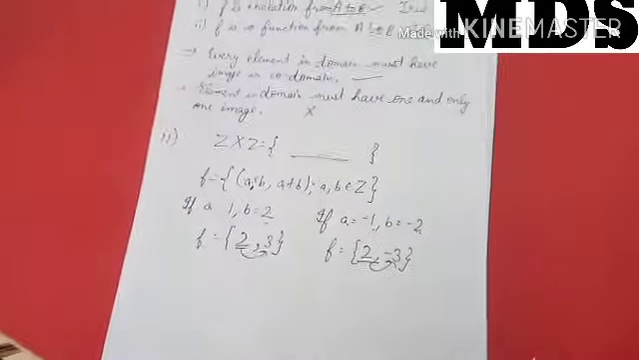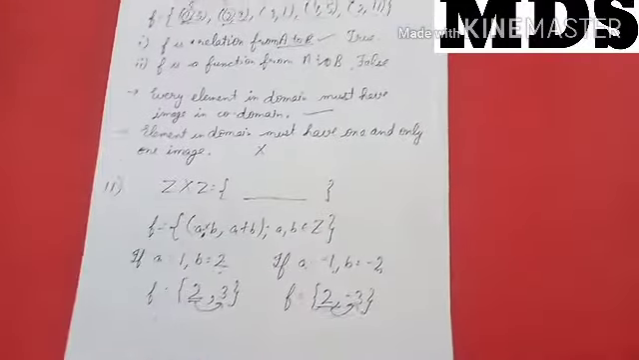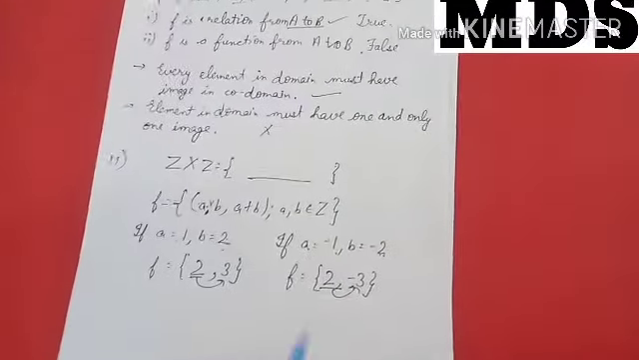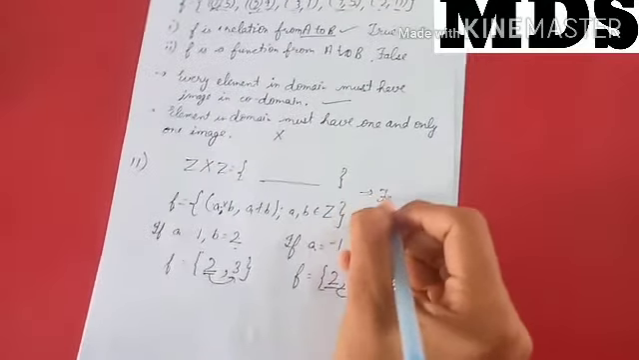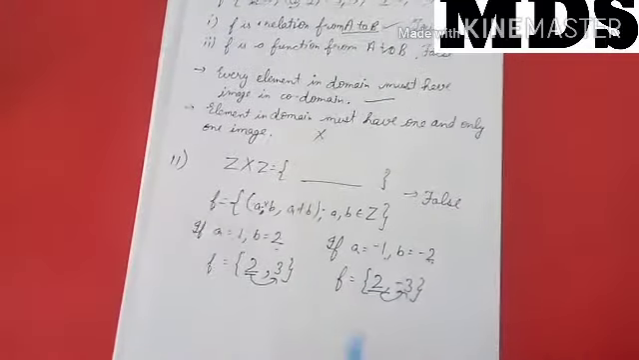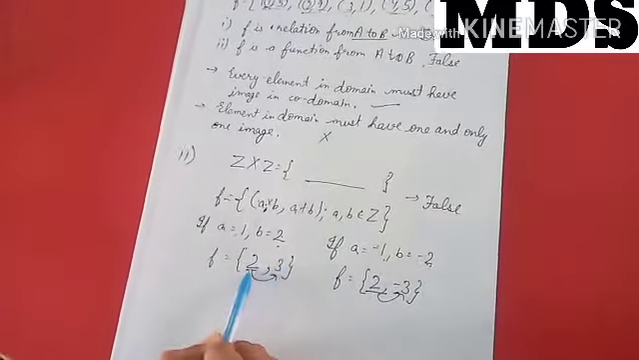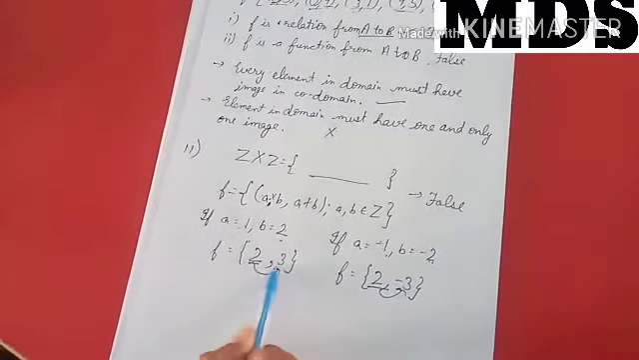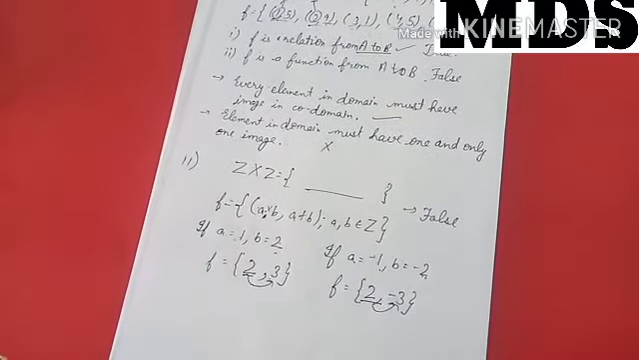And we know that for f to be a function, every element in the domain must have only one image. So it is false. We give its reason by this example. We can take any example of this type, where our domain element has two images, one this and one this. That's why it is not a function.